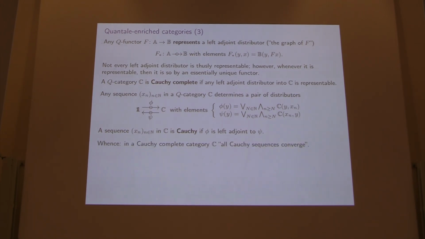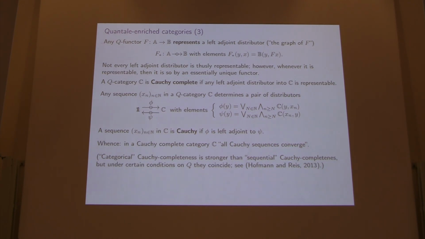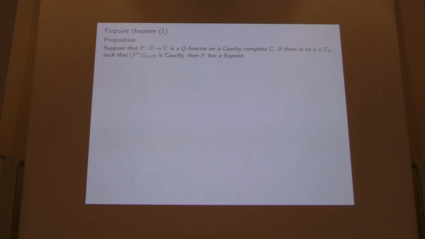So, in a Cauchy complete category C, all Cauchy sequences converge. Now, in fact, this categorical Cauchy completeness, so representability of left adjoint distributors, is a bit stronger than sequential Cauchy completeness. And under certain conditions on the Q, these both notions coincide, notably in the metric case. And there's a nice paper by Hoffman and Reis from 2013 where the analysis is carried out. Okay, so now I can move on to the fixed point theorem.